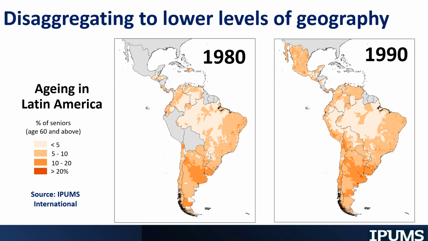The next two maps are examples of disaggregating to lower levels of geography. This uses IPUMS international data that you have been learning about for quite some time now. So this is showing aging in Latin America. This map shows percentage of seniors who are age 60 and above in the Latin American countries. Note that we don't have censuses from every country in every decade, which is why some countries are grayed out in every census. And the darker the color, the more the concentration of seniors age 60 and above in that area.